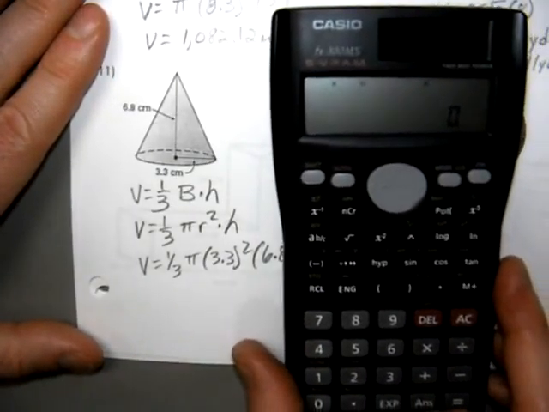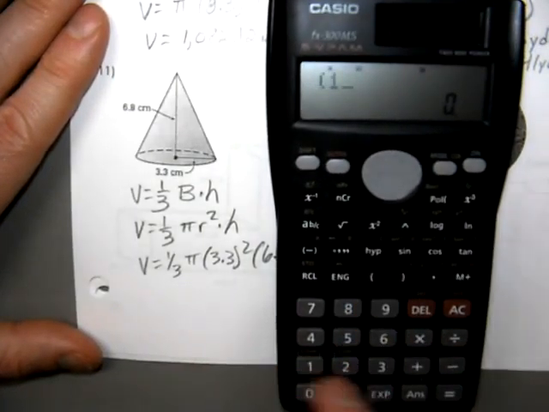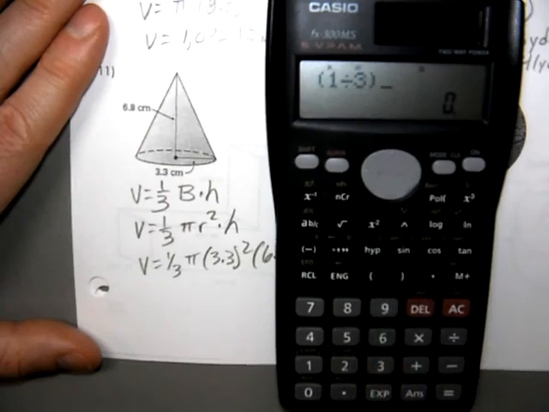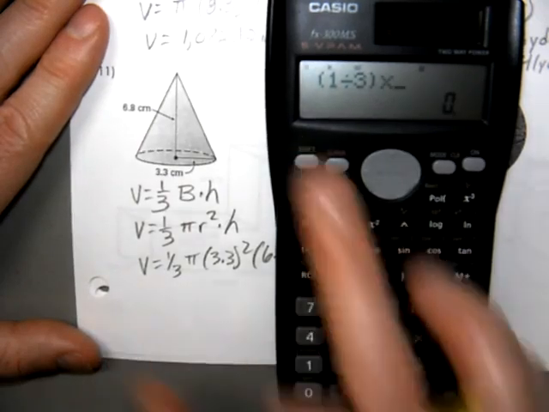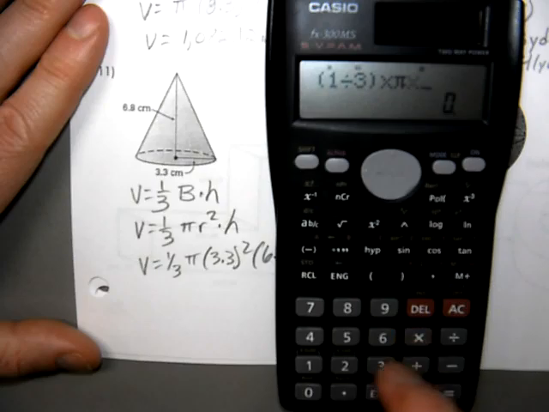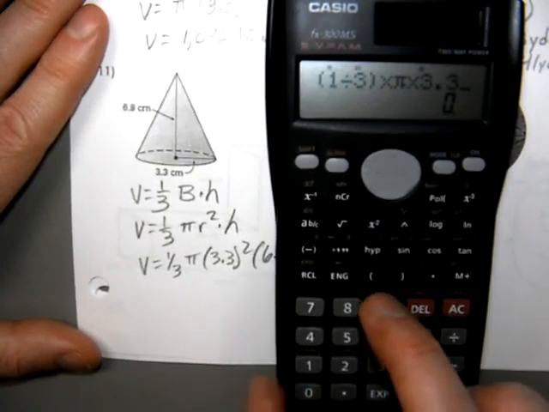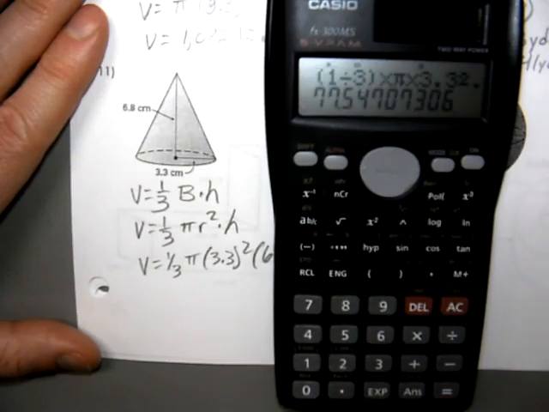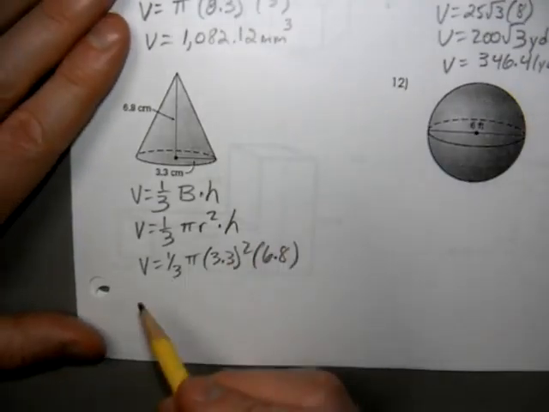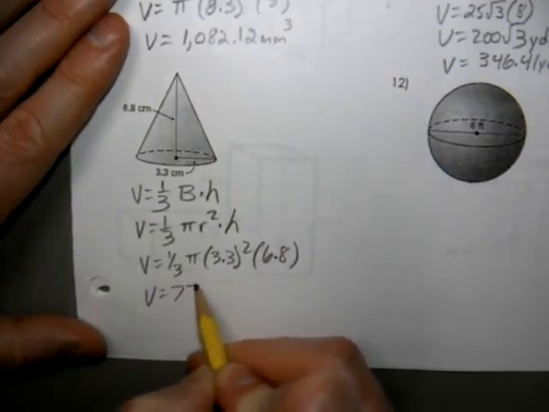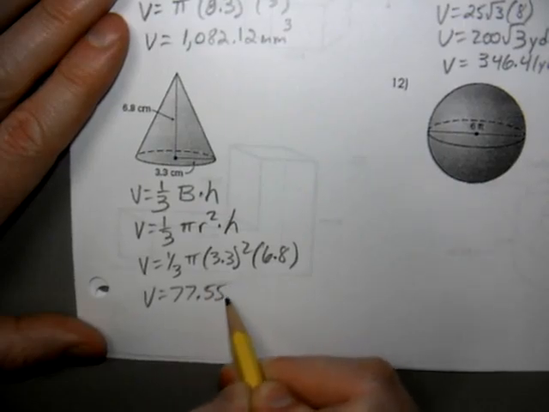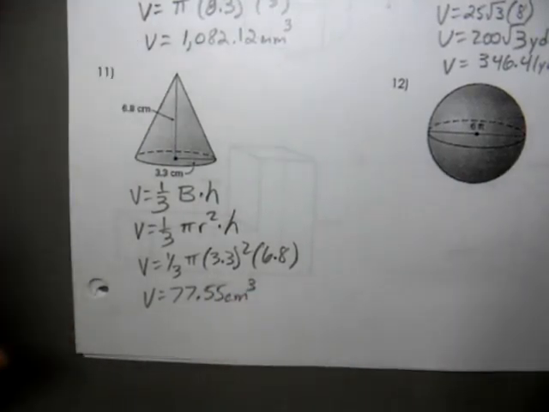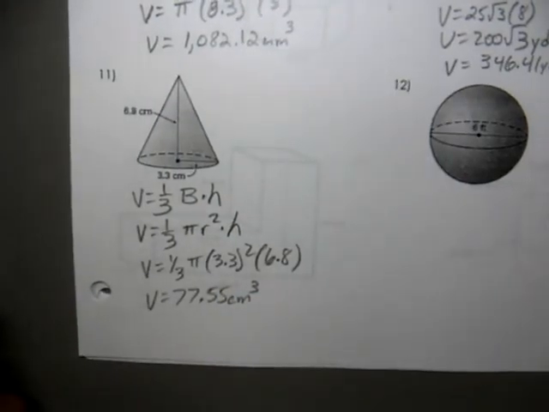We can take our calculator and use our parentheses for 1 divided by 3 times the pi times the 3.3 squared times the 6.8. We get 77.55. That's the volume of the cone.